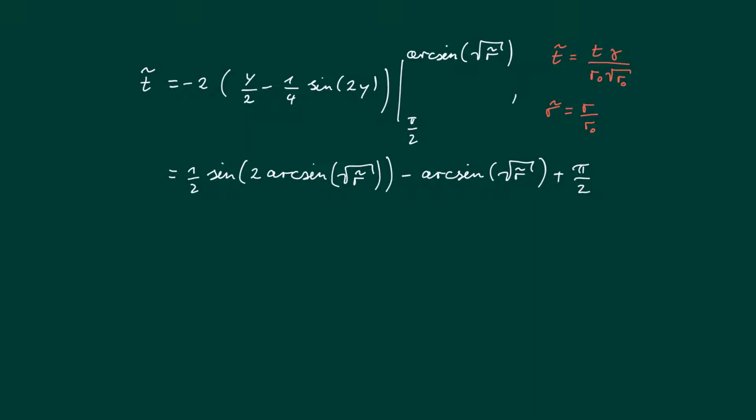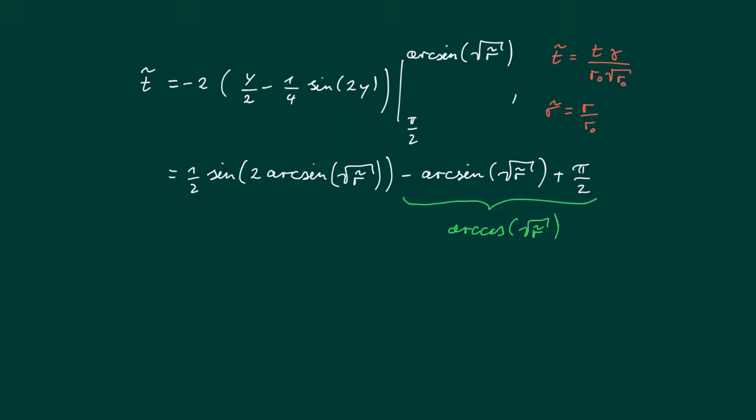And this expression can be simplified even further. So let's look at this part. This is exactly the arcus cosine of square root of r tilde. So we have arcus cosine of square root of r tilde.